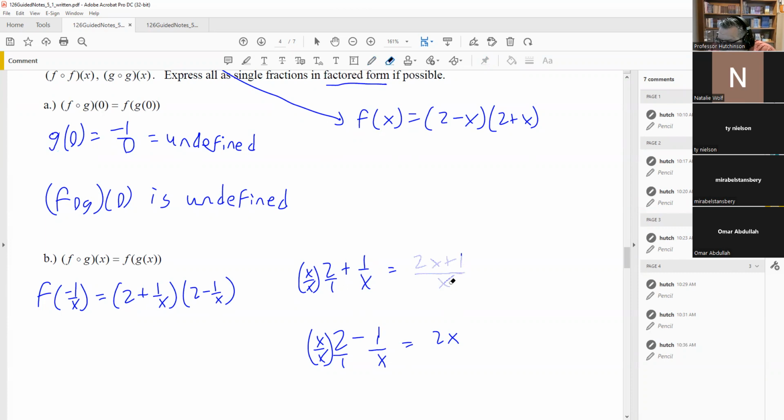Let me erase this because I tried to jump ahead too much there for you. Let me go back to the backup and show you what happens when I do this. You get here 2x over x plus 1 over x as a result. So I should have shown you this step first. 2x over x you get, and then you can combine it together as 2x plus 1 over x. So I just want to make that clear, so that you see where that's coming from.